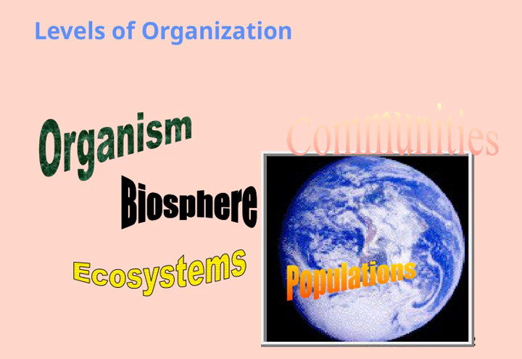Starting with the organism, which is the basic unit of life, every living thing we study is an organism. Moving up, we have populations, which are groups of the same species living together in a specific area. Then, we have communities, which include all the different populations that interact within a shared environment. Next, we have ecosystems, which encompass the communities along with the non-living components like air, water, and soil that support life. Finally, at the broadest level is the biosphere, the global sum of all ecosystems, representing the entire Earth's life support system.